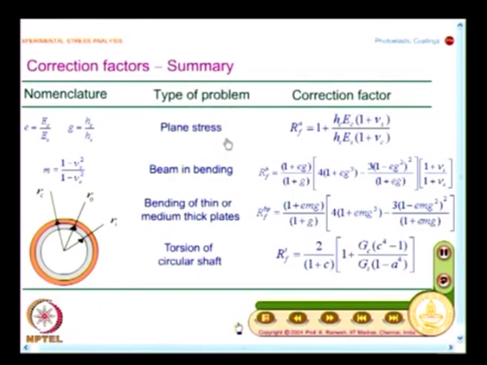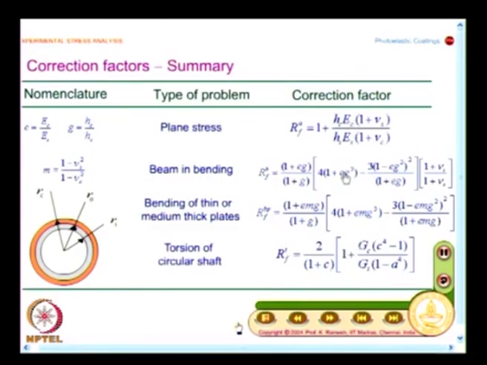Depending on the type of problem, whether it is plane stress, beam in bending, or bending of thin or medium thick plates, and torsion of circular shaft, you have the correction factors available here, and we have this as RFA, where A denotes that you are looking at axial loading, and this is labeled as RFB, B denotes bending, and this is RFBP to distinguish bending of beams from bending of plates. You have this as BP, and RFT is used for torsion.